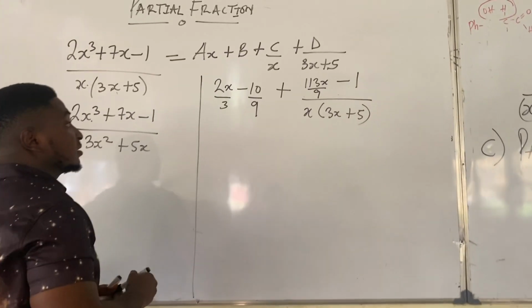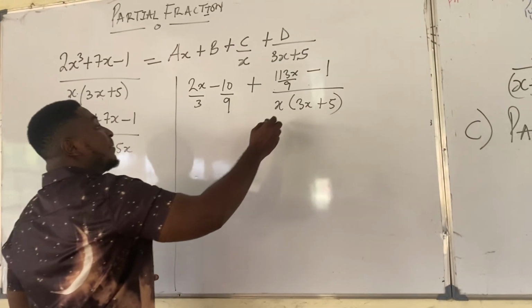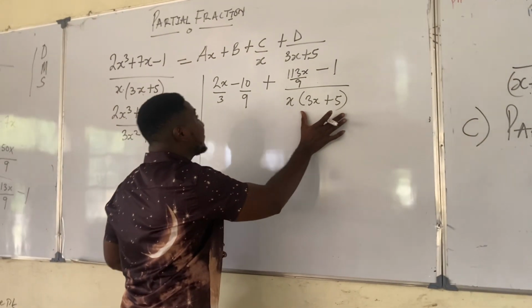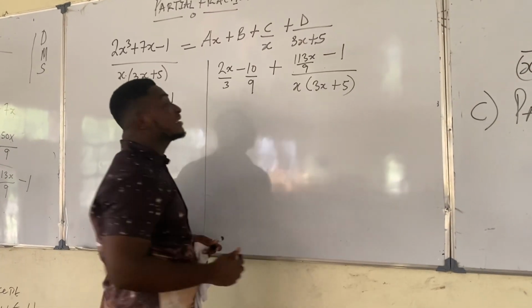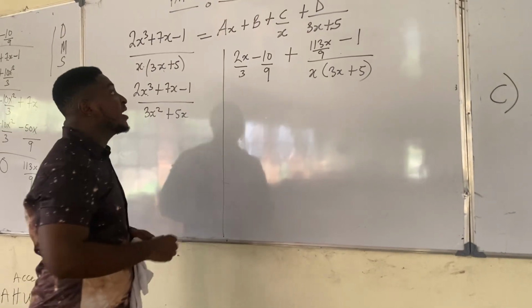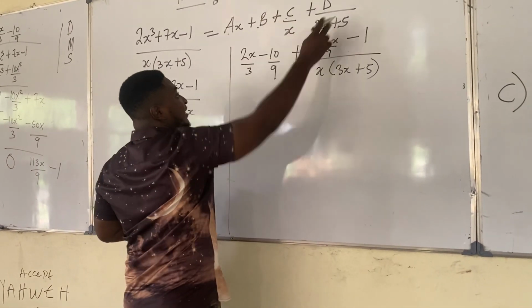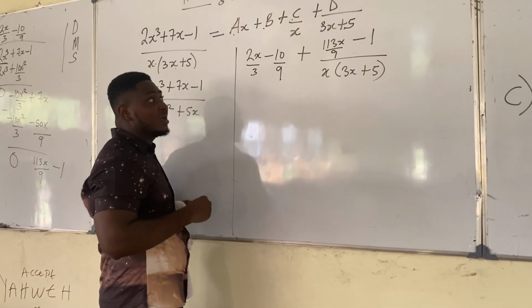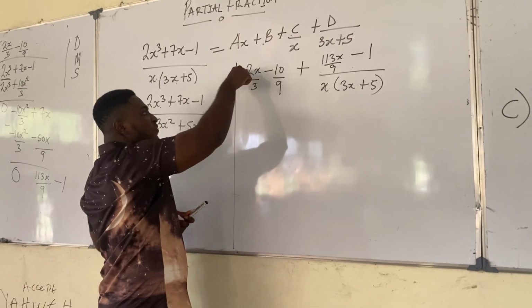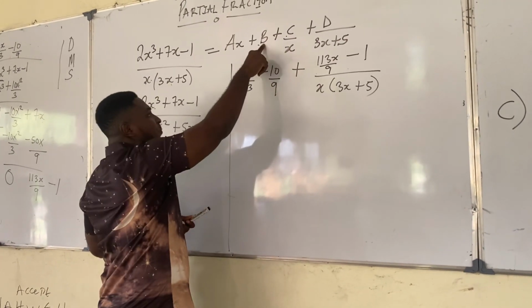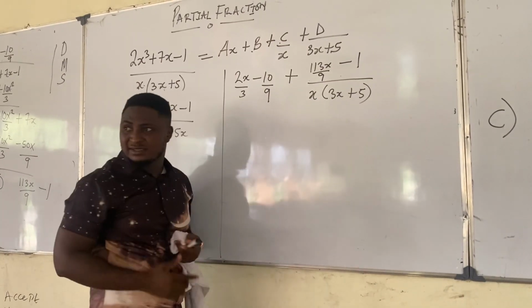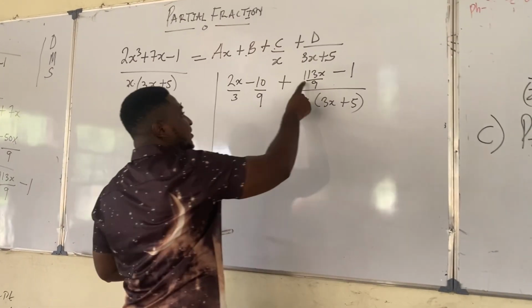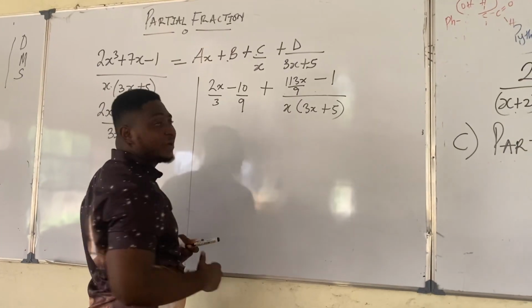Now, class, it is this particular side that we will be looking at for the partial fraction. Class, as a matter of fact, are you aware that we are looking for A, B, C, and D in the original question? Are you aware that I already have A? A is 2 over 3. I already have B. B is minus 10 over 9. I'm just looking for C and D now, class.